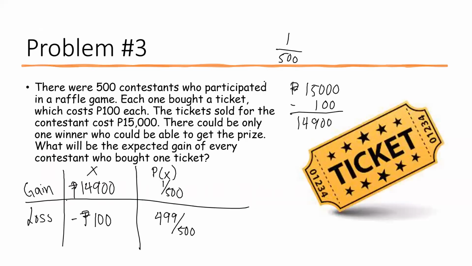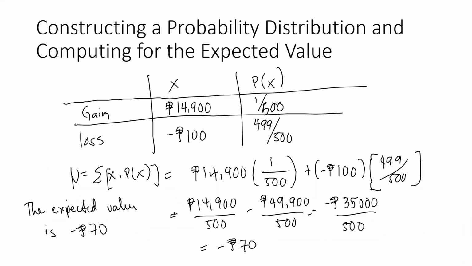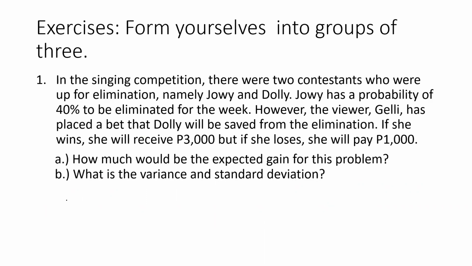So here are the exercises that you can do. Okay, so based on the last question, what will be the expected gain of every contestant who bought one ticket? So instead of gain, it would be loss because the value is negative, which is 70. Okay, so here are some exercises that you can do as your enrichment.